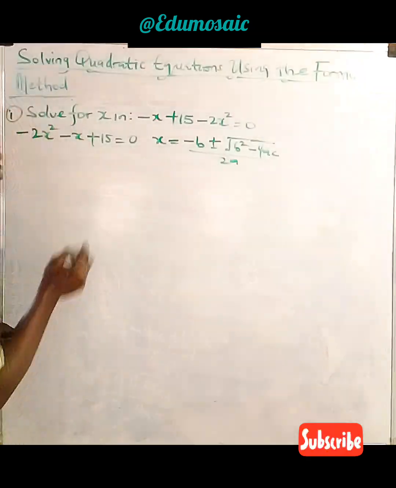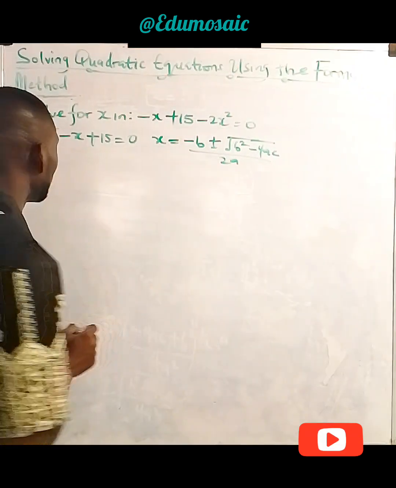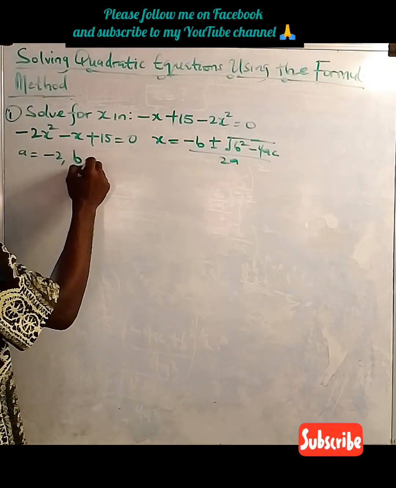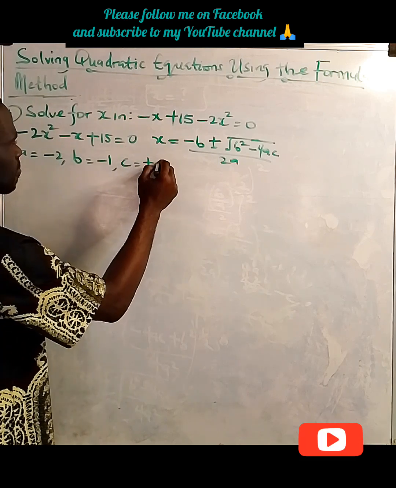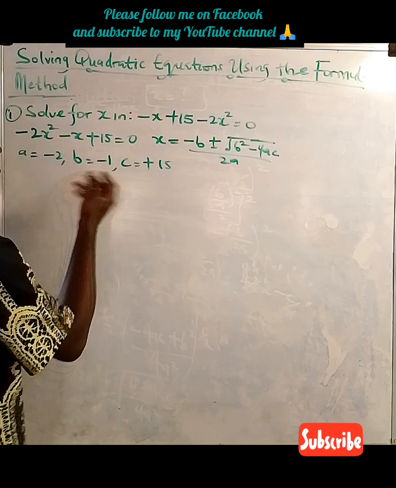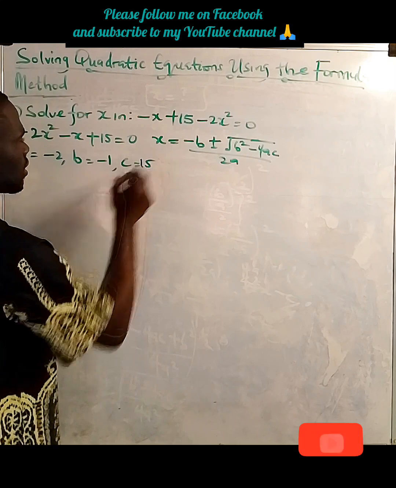So the first thing we're going to do is write out the values of a, b, and c. So a is what? a is minus 2. Then b is minus 1. c is positive 15. So we have a is minus 2, b is minus 1, c is just plus 15, because it's an ordinary number, a natural digit.